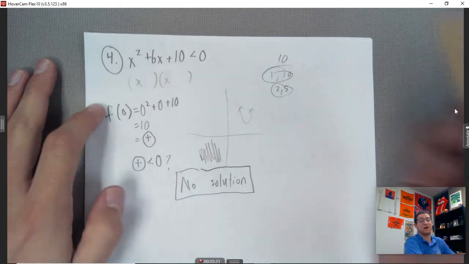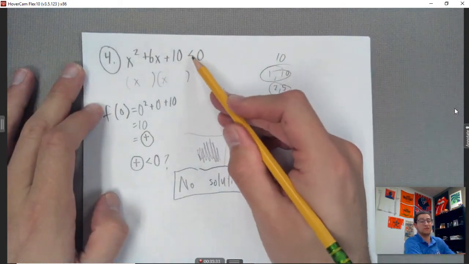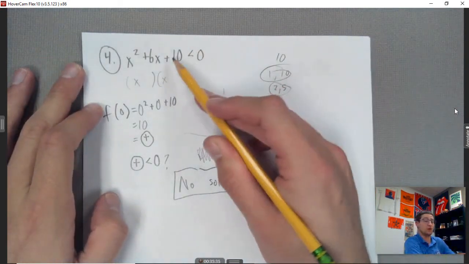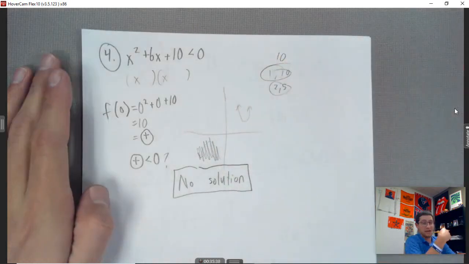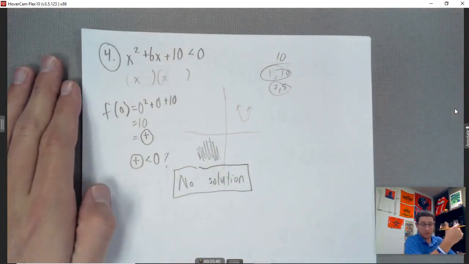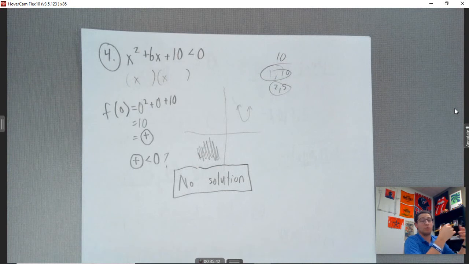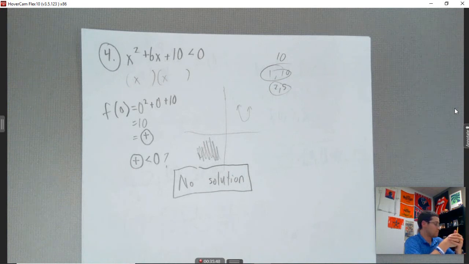Now, one thing to keep in mind, guys, if this less than sign was switched to a greater than, it's actually always going to be true, which would be all real numbers, which would mean negative infinity to positive infinity. Food for thought.